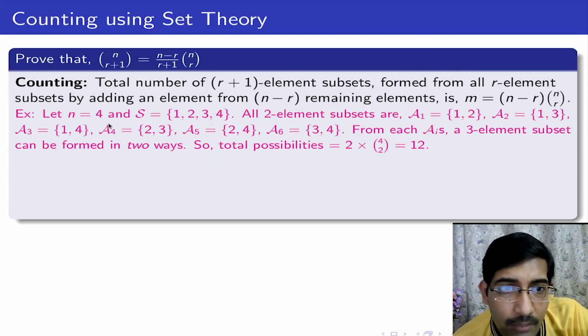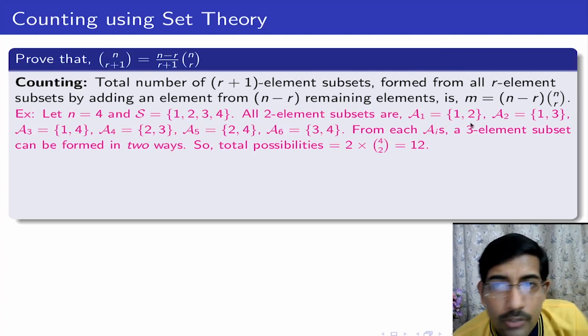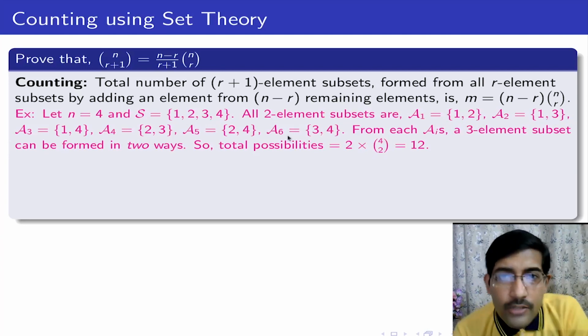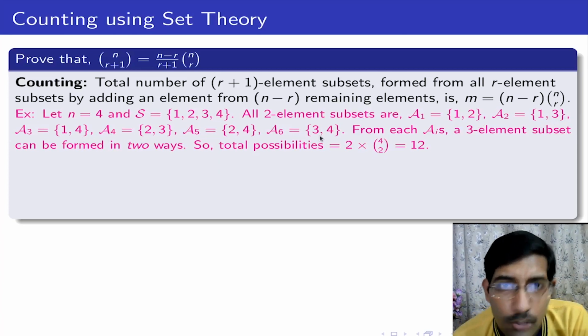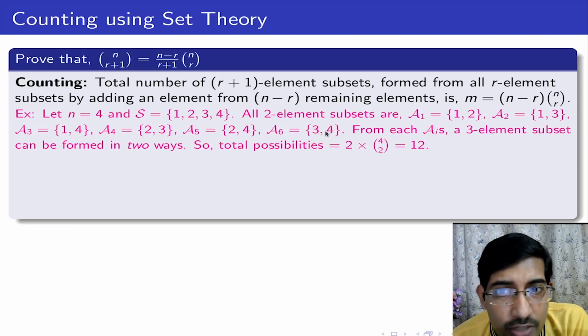Take this example. Suppose we have n equal to 4, S equal to {1, 2, 3, 4}. So there is a 4 element set. We compute all possible 2 element subsets: {1,2}, {1,3}, {1,4}, {2,3}, {2,4}, {3,4}. So there are 6 of them. This is our nCr, here 4C2. Now we want to compute 4C3 from here.